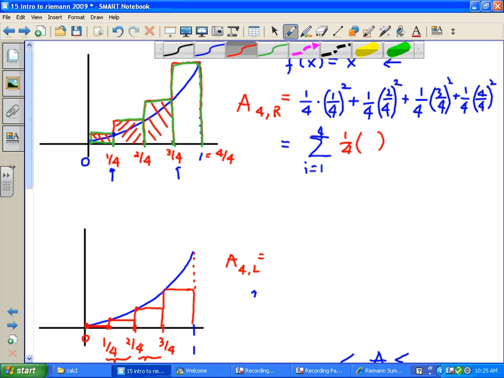My variable is i over 4 to the power of 2, as i goes from 1 to 4. Let's check this out. Okay, does it really work? Let's check it out. If i is 1, you get the first one, right? If i is 2, you get the next one, etc.